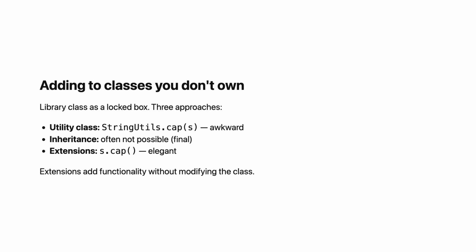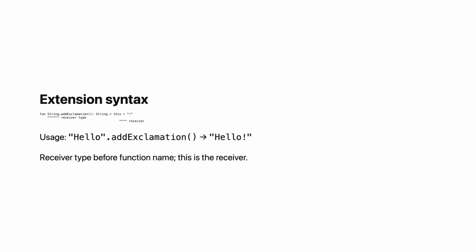Kotlin offers extension functions. You write a function that appears to be a method of the class, s.capitalize. But you define it outside the class, no modification needed. Define an extension by specifying the receiver type before the function name. fun String.addExclamation(): String = this + "!"